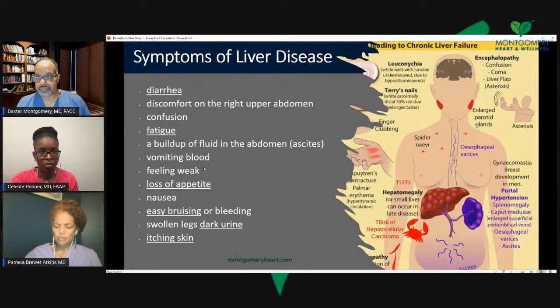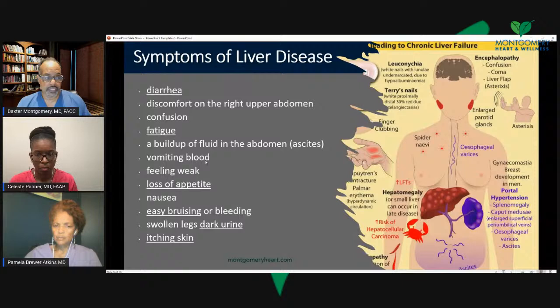Vomiting of blood, because they develop these esophageal varices that increase pressure of the blood flow, because the blood flow through the liver is impaired. The blood flow proximal gets congested, and so you develop these varices. And I've seen some of the most horrible GI bleeds during my internship and residency with people with varices, and they're very, very difficult to manage.